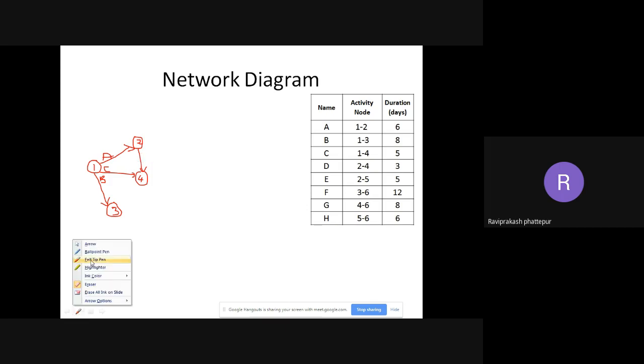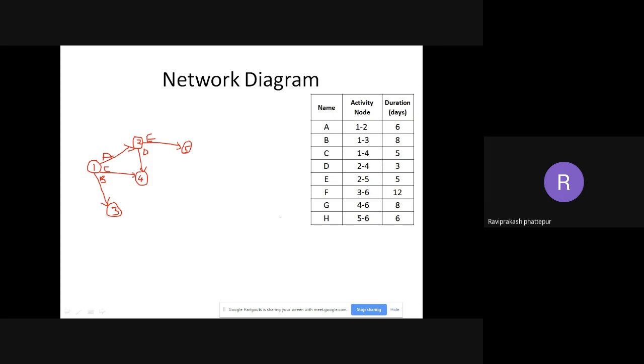I'll draw it once again. Okay, this is activity D, 2 to 4. Then 2 to 5. So is there any 5 here? No. So I'll draw a 5 here. 2 to 5 is E.